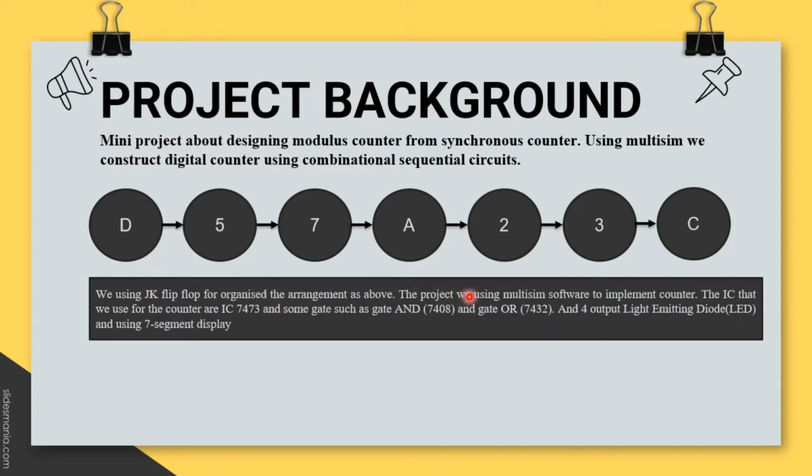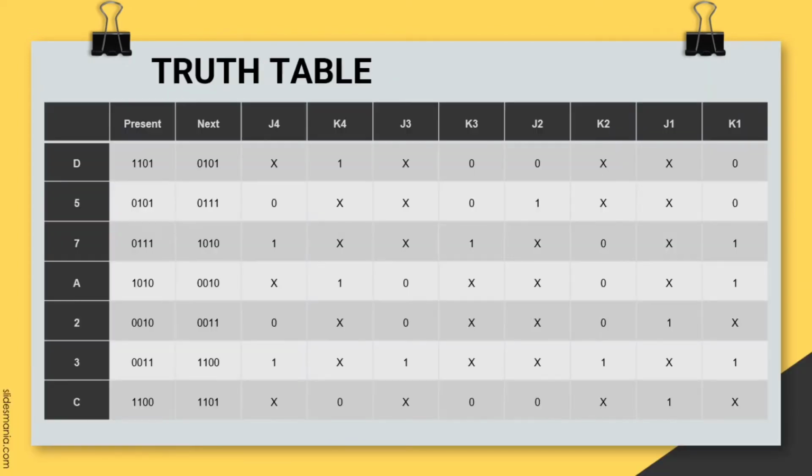In the project, we are using Multisim software to implement the counter. The IC that we use for the counter is IC 7473, and some gates such as gate 7408 and OR gate 7432, and 4 output light emitting diode LEDs, using a 7 segment as a display for the number. Next, for the truth table, Muhammad Akmal Hakim will present.